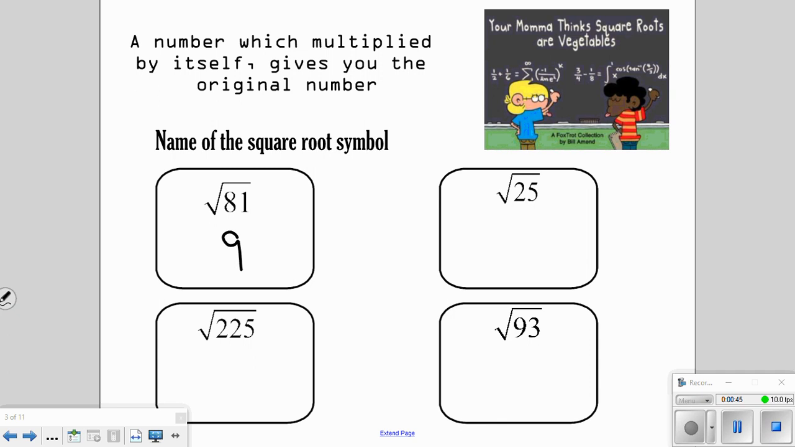The square root of 25 is 5. The square root of 225 is 15. And the square root of 93 is something that we can't figure out exactly, but we can type that in on our calculator. So we can say the square root of 93 is roughly 9.6. That is not the exact square root, but it's pretty close. So 9.6.